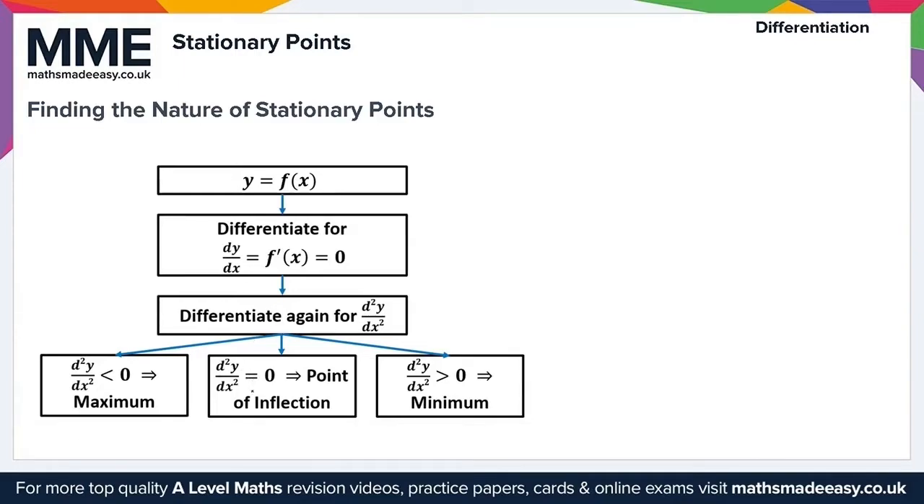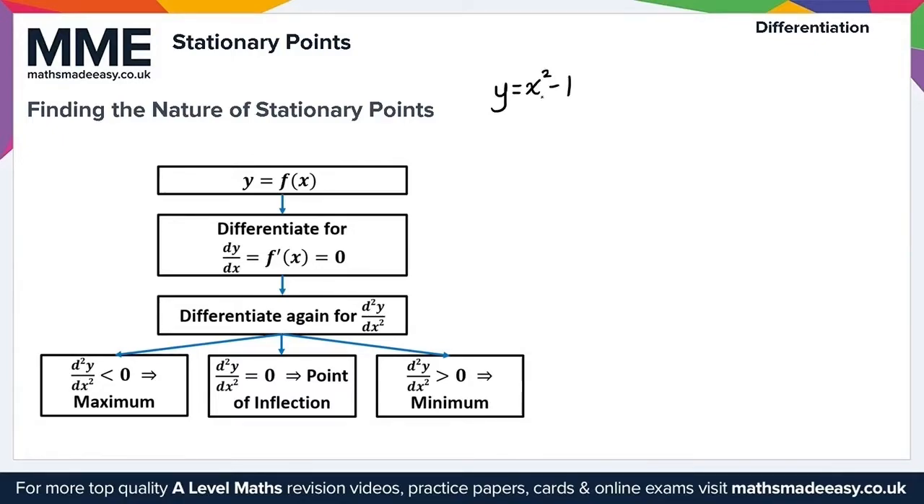If the second derivative is equal to 0, then that tells us that's a point of inflection. And if the second derivative is greater than 0, well, that tells us we have a minimum point. So let's take our first example that we've originally used. So y equals x squared minus 1.